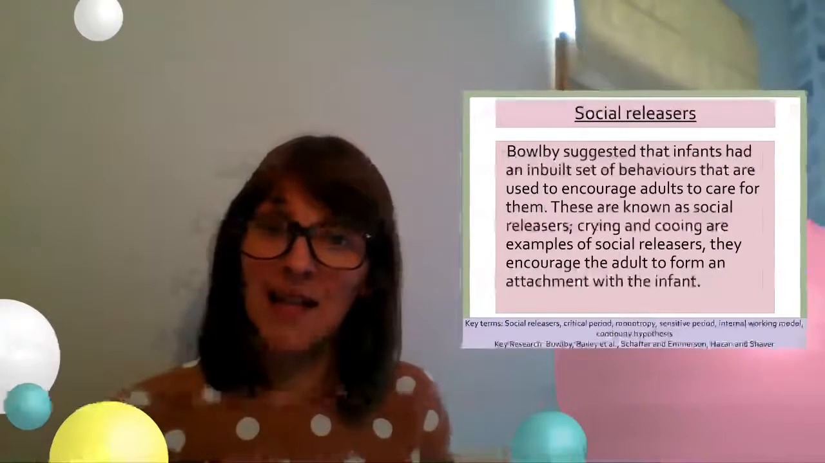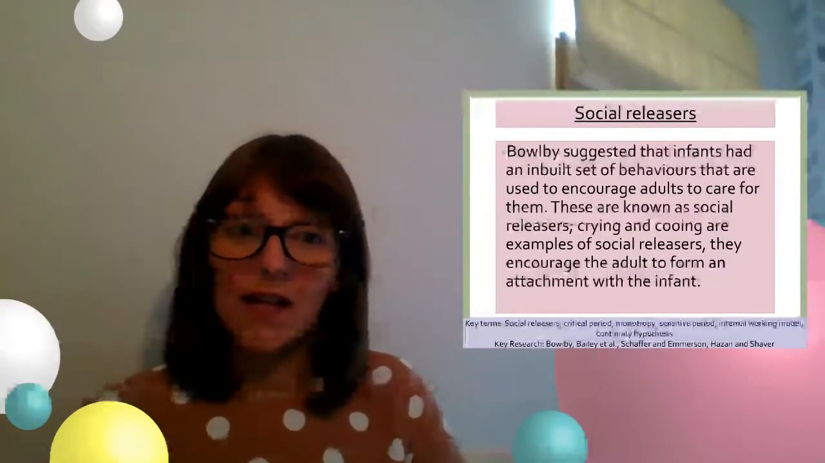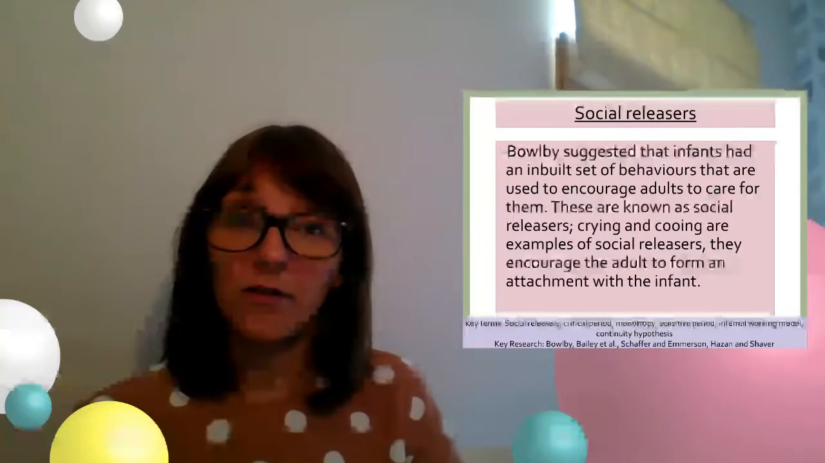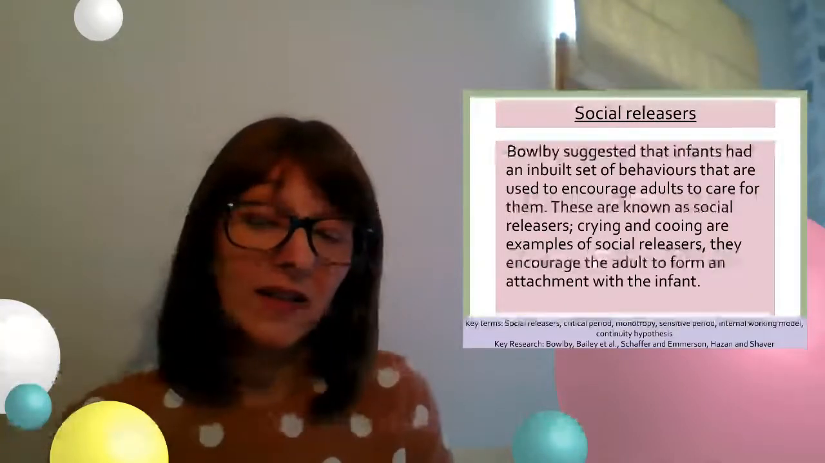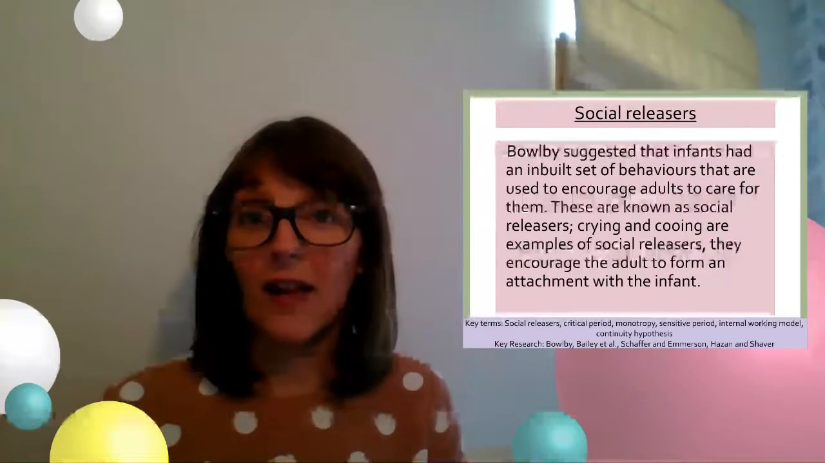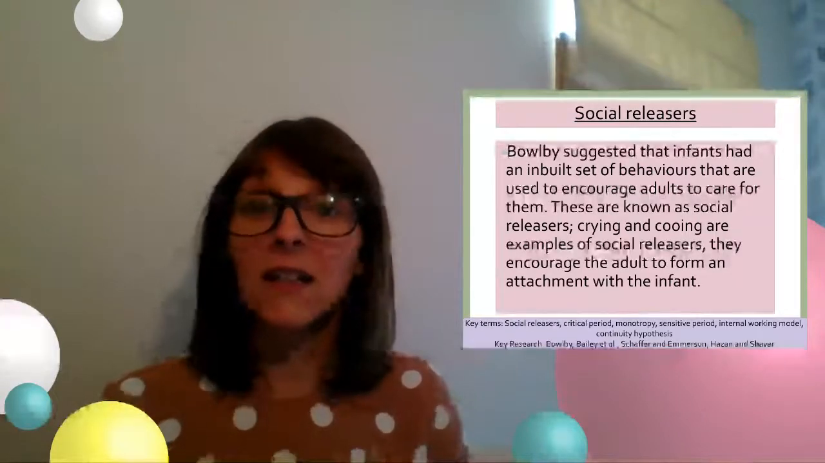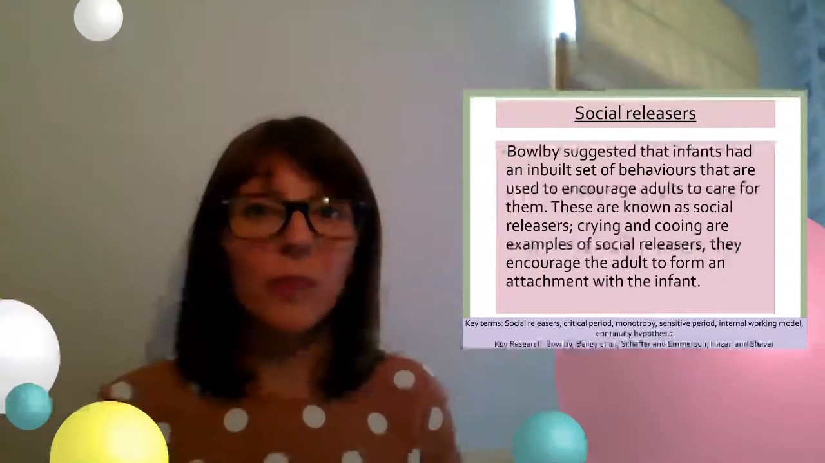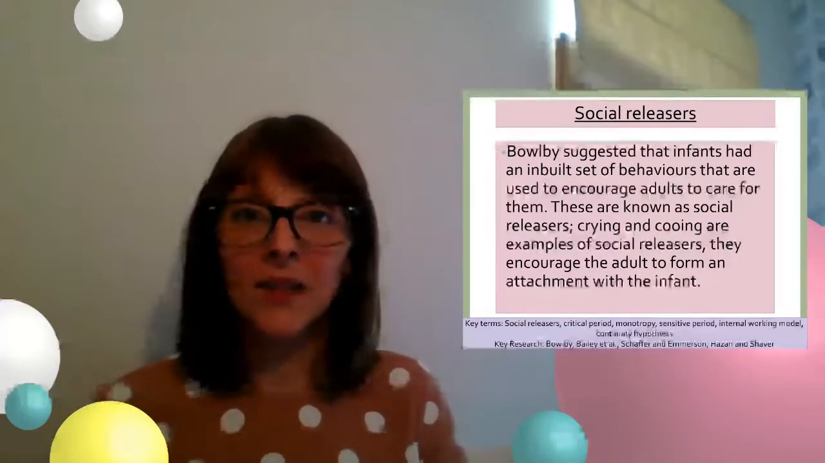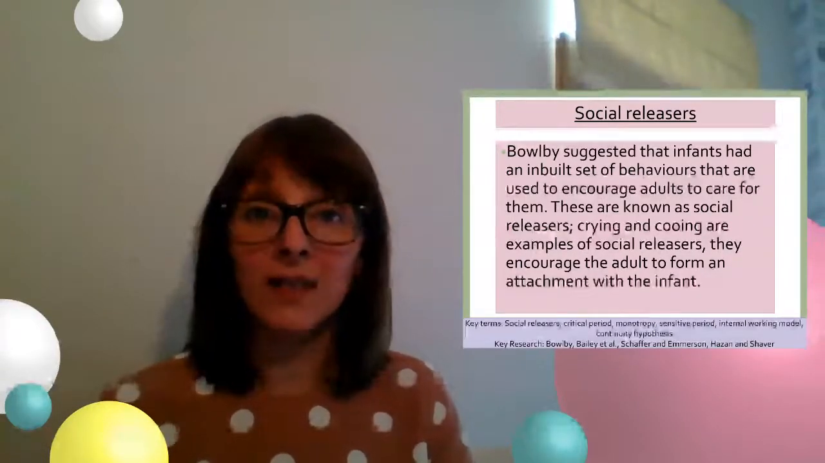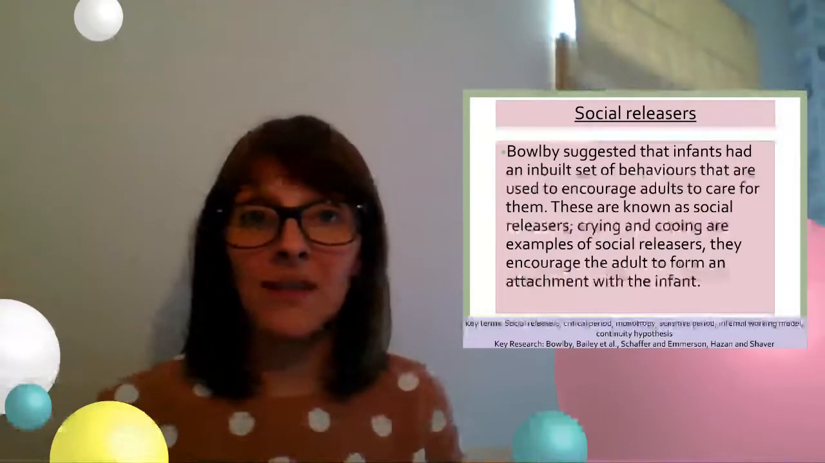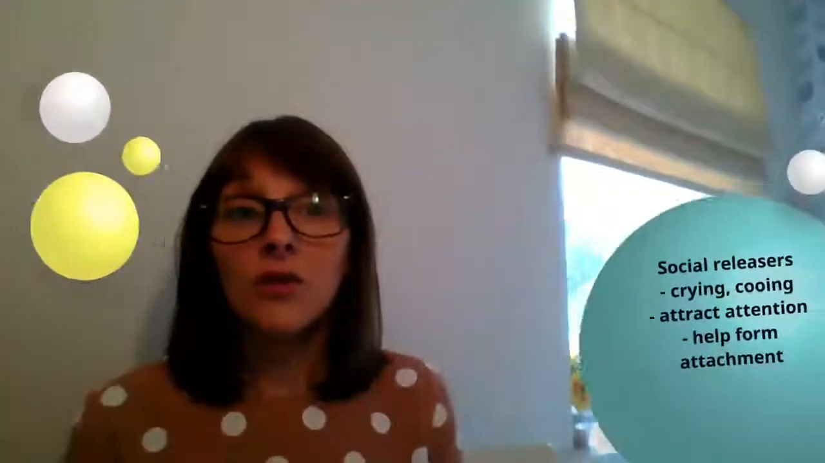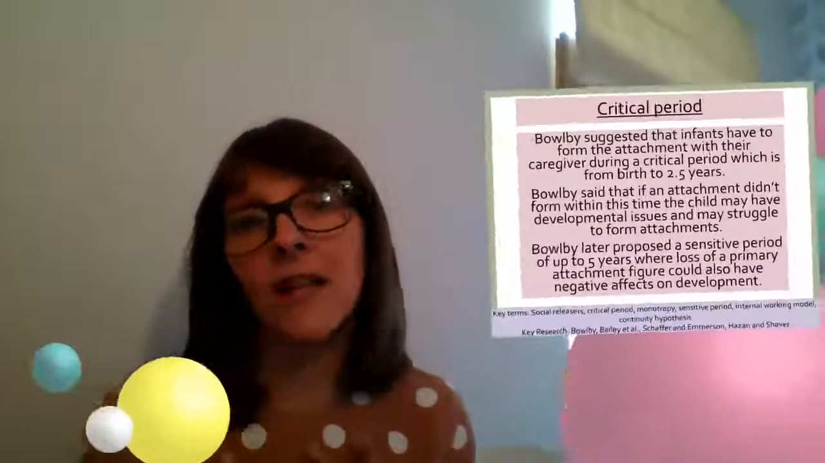So if we think back to learning theory, this could explain that idea of an infant having a social releaser, and that social releaser is the infant crying, and then the effects of that social releaser lead to the learning theory. So it could be that Bowlby's theory is actually behind the initial part of learning theory, and that's how the two link together. So social releasers, examples are crying and cooing. They attract attention from the caregiver and they help form an attachment. And they're biological, they're innate.